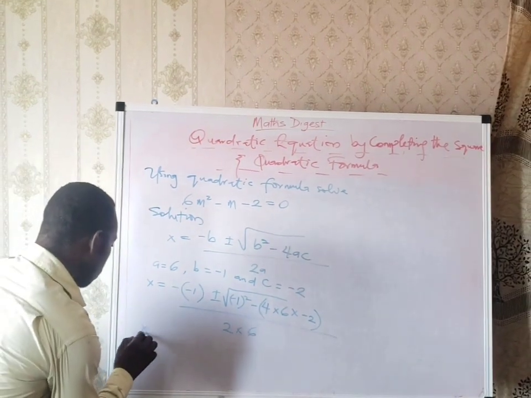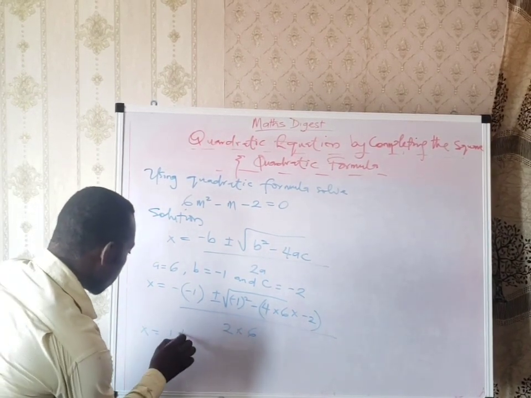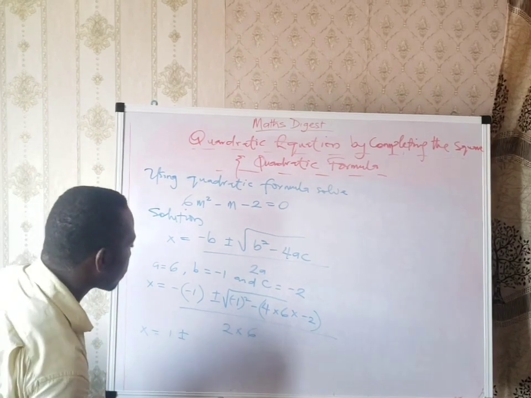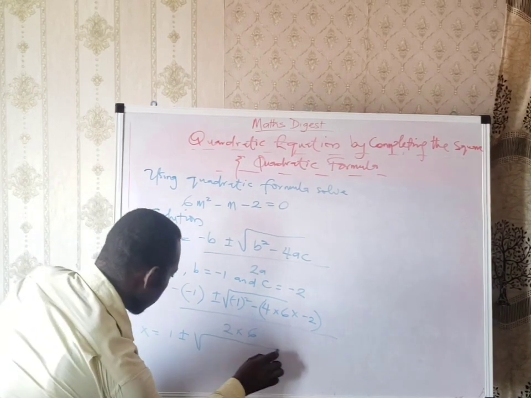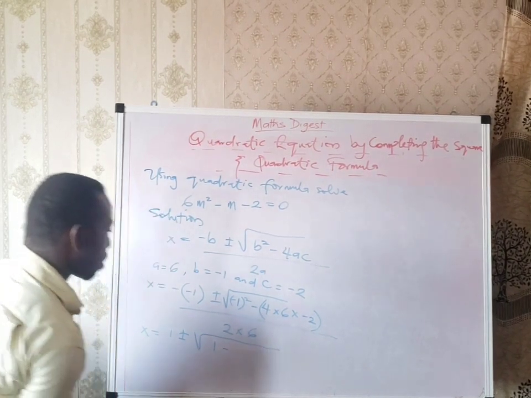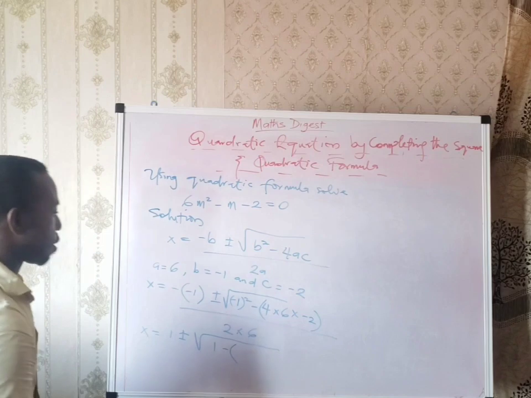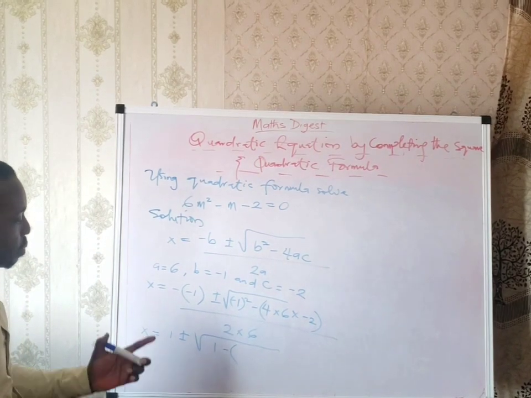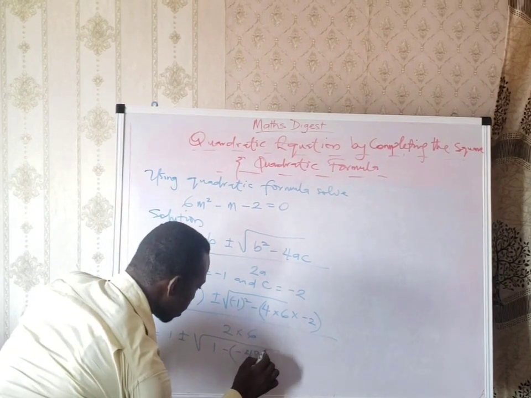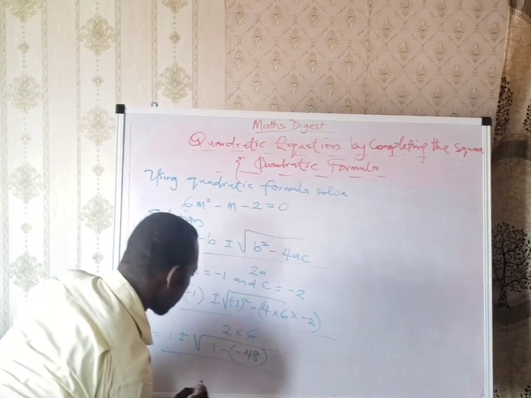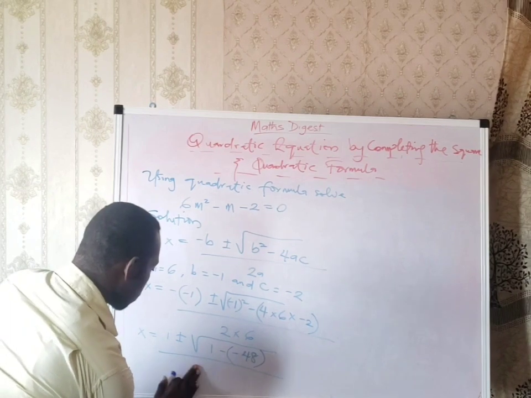From here we say x is equal to minus is plus, so we have plus 1 plus or minus the square root of minus 1 raised to power 2, which gives us 1, minus 4 times 6 is 24, 24 times minus 2 is minus 48, all over 2 times 6. 2 times 6 will give us 12.